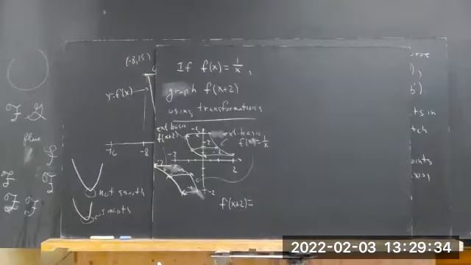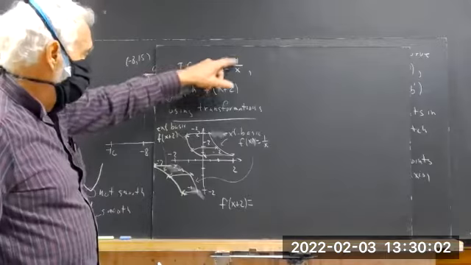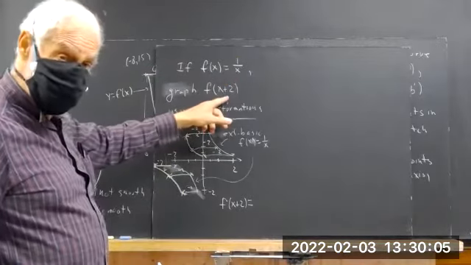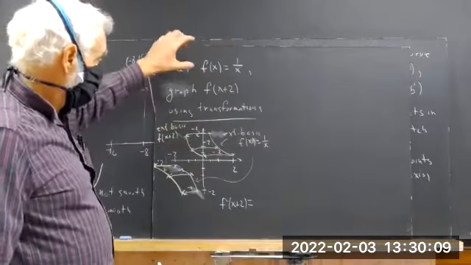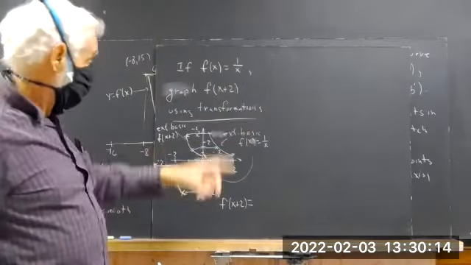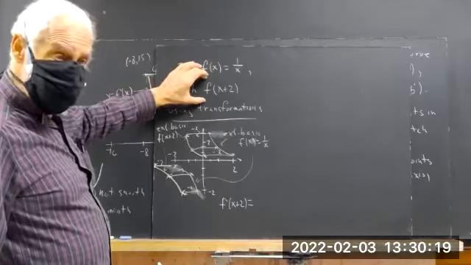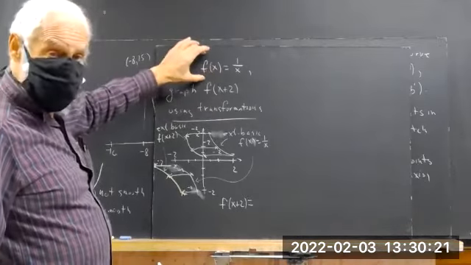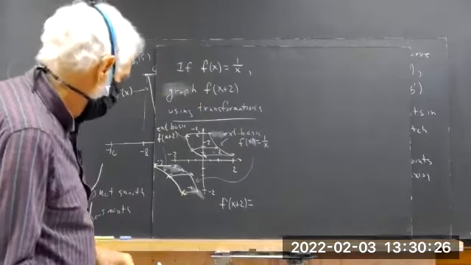Most of you either got it or were close. Let's make sure. If f of x is 1 over x, the graph of f of x plus 2 just shifts the graph 2 units this way, because in order to get the same y value, x has to be 2 left. If you're adding 2 to x, then this will give you the same y values if x is 2 left. That's right.